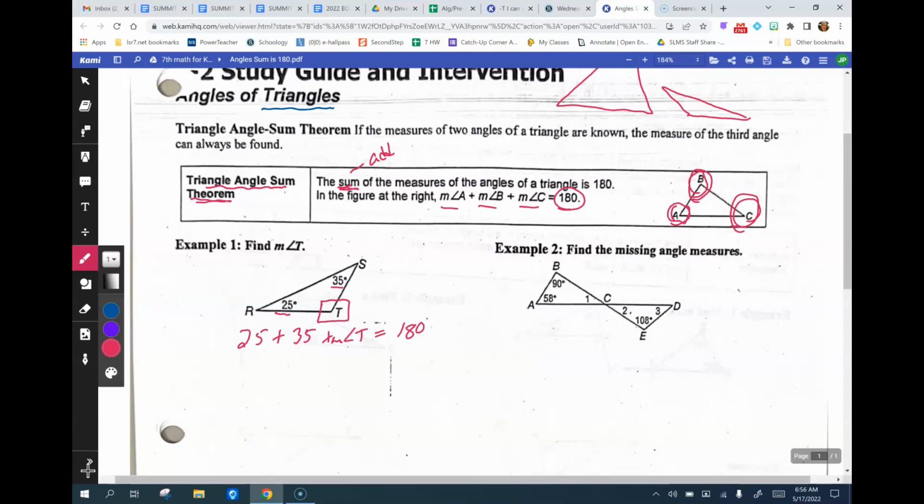So I'm going to add these three angles together. I'm going to combine like terms, 25 and 35. That'd be 50, 60. Now we're just going to subtract 60.